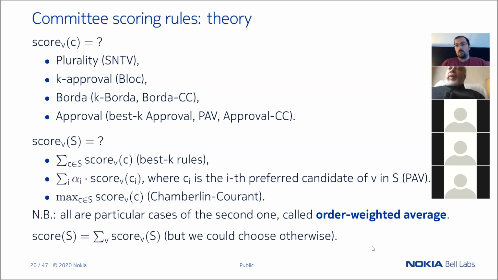But the principle of order-weighted average is very interesting because you have a full range of possibilities between the extreme egalitarian version, which is to take the minimum, and the extreme utilitarian version, which is to take the sum.